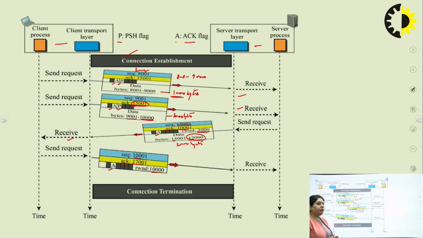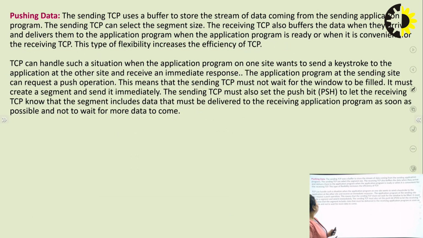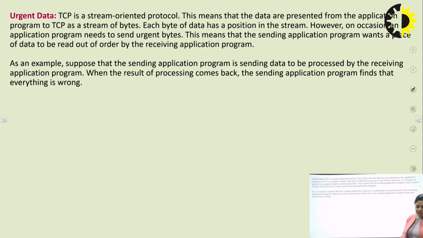TCP connection using three-way handshaking. Now, pushing data. Again, there were two things when we created a connection: the simultaneous open and the synchronization flooding attack. Again, there are two problems here also in data transfer. The first one is pushing data and the second one is urgent data.